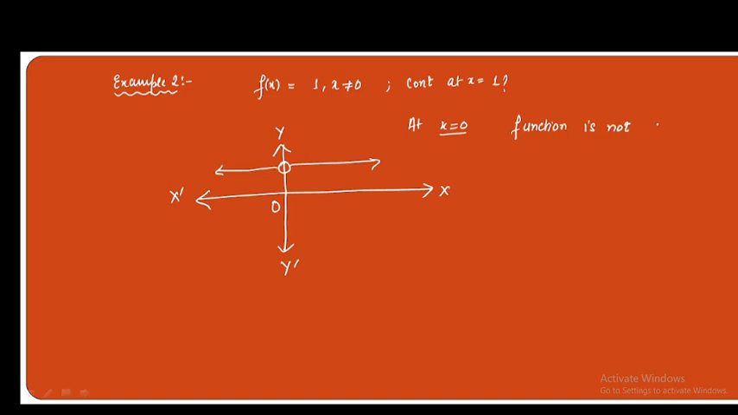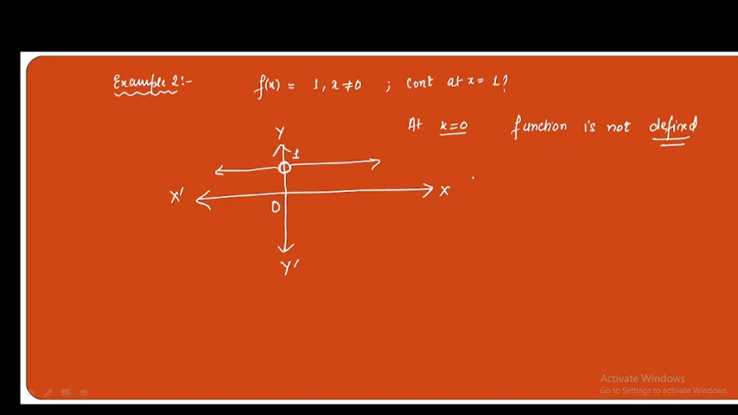There is no value of the function. Not defined means there is no value of the function. Here you have a hollow circle, right? What does it mean? That there is no value present at this point, right?